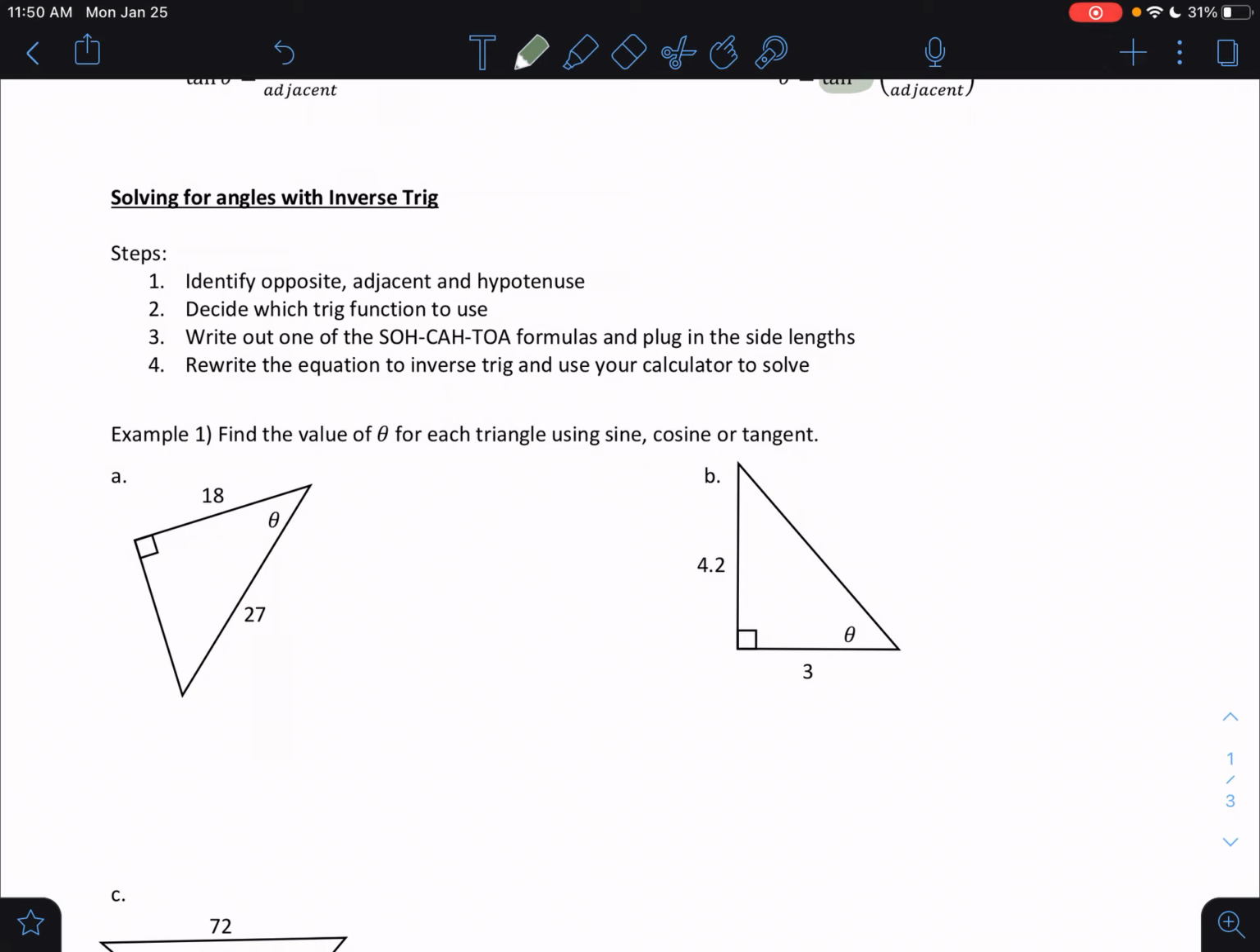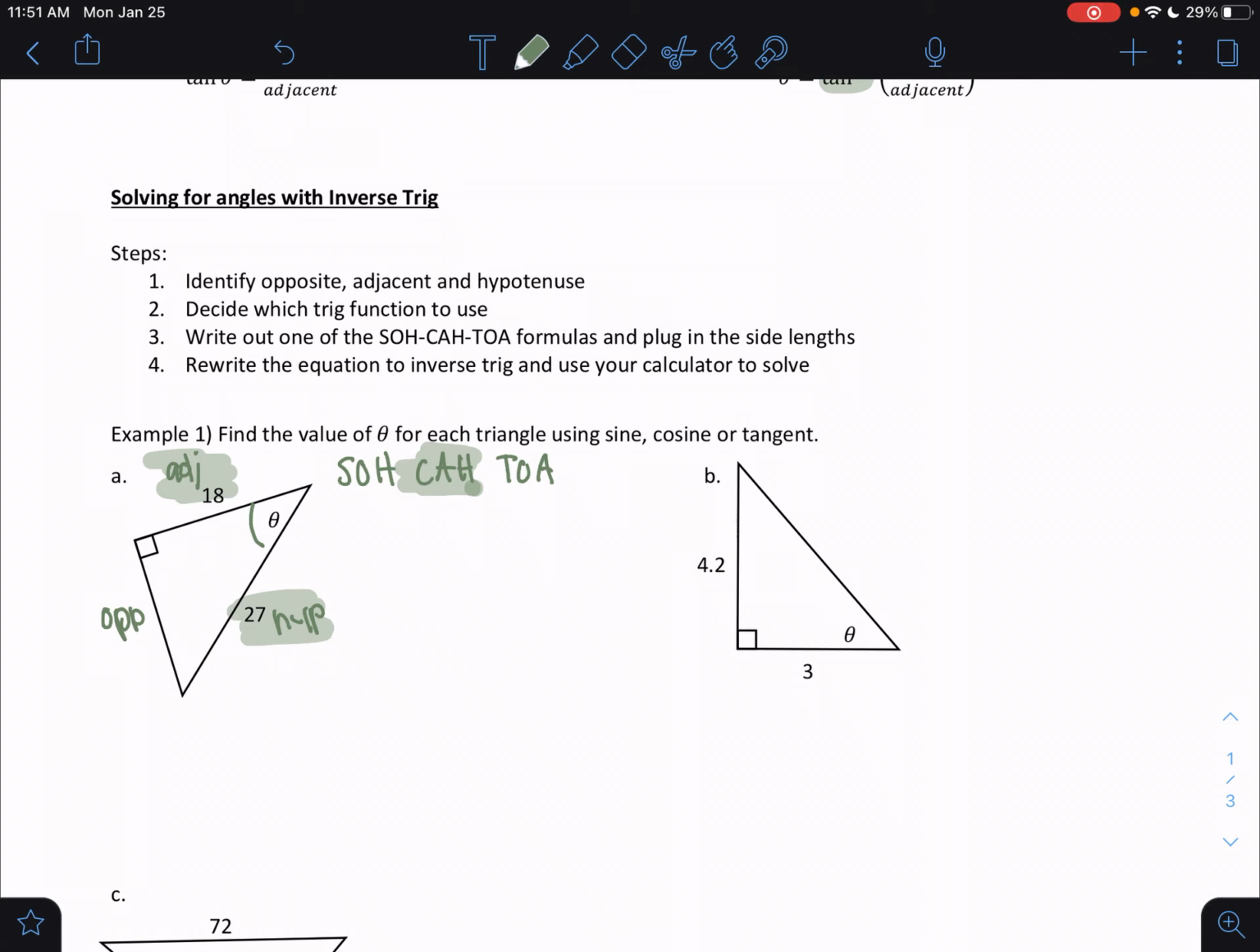So let's start with example 1A. So first step, identify opposite, adjacent, hypotenuse. Remember, we're looking at this theta here. So based on that one, this would be adjacent, this would be opposite, and this would be our hypotenuse. And we need to decide which trig function to use. So I'm going to write out SOHCAHTOA so we can decide which one we're going to use. So based on this angle, I have measurements for adjacent and measurements for hypotenuse, which means that I'm going to use cosine.